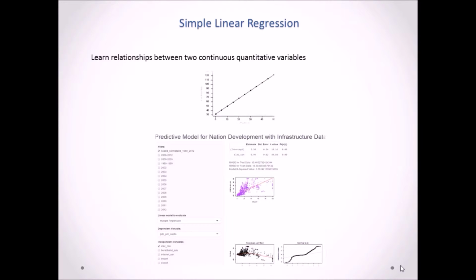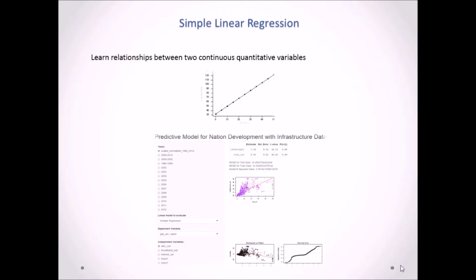Now we'll discuss simple linear regression first. A simple linear regression uses one independent variable and one dependent variable. It tries to best fit a straight line through the points observed for the two variables. The simplest example would be the Celsius and Fahrenheit scale, where one increases with the increase in the other.